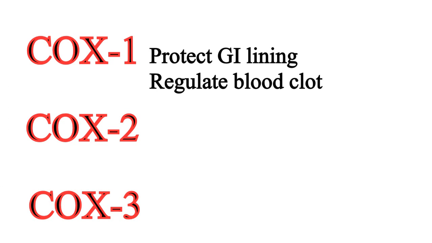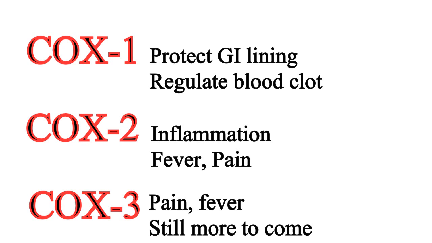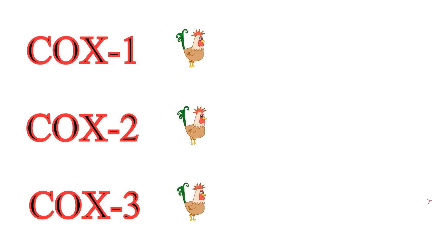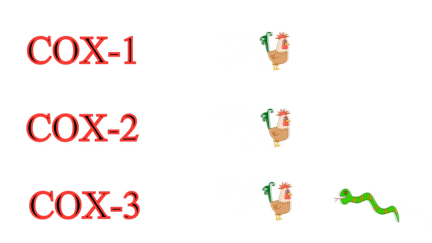There are three enzymes that operate in the body called COX-1, COX-2, and COX-3. We are still unsure as to how it works, but paracetamol has been believed to inhibit the COX-3 enzyme.